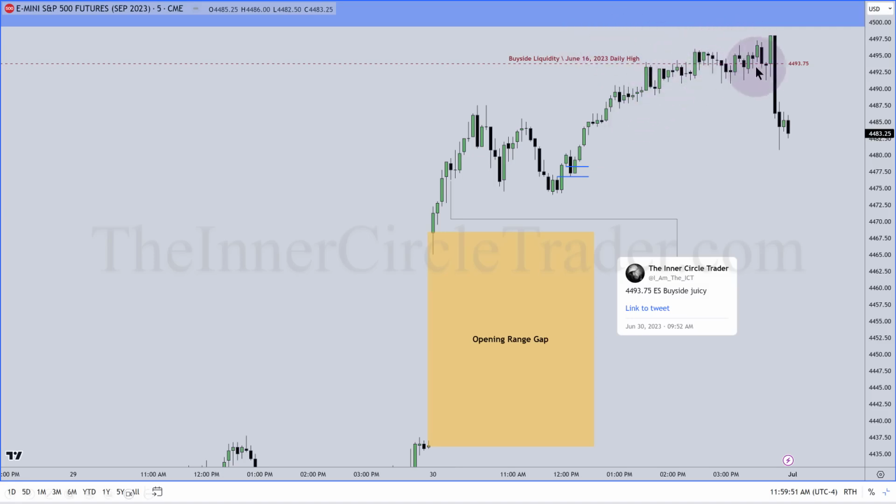We worked around that level and finally punched up and just fell short of reaching into that weekly volume imbalance. And then finally, at the last portion of the day, the market rips back into the range and trades into this inefficiency between these two 5-minute candles, which is a 10-minute fair value gap.